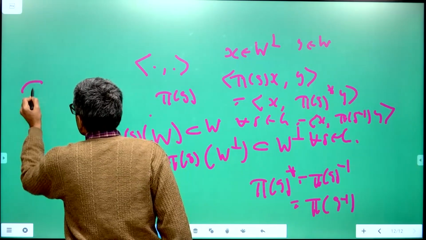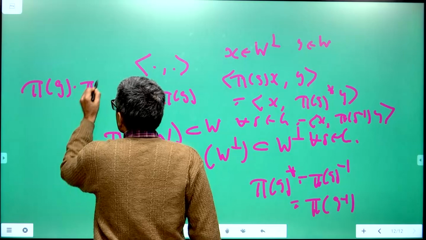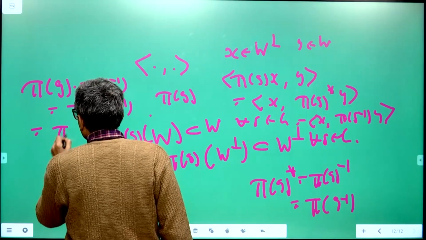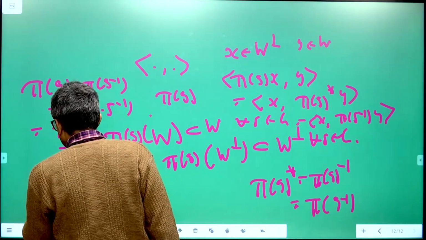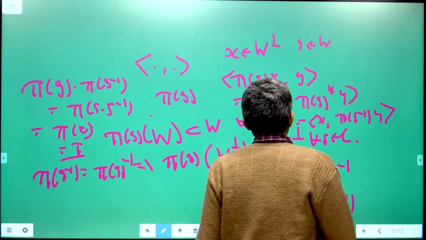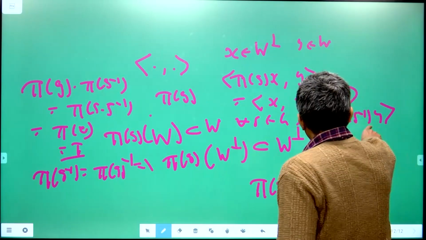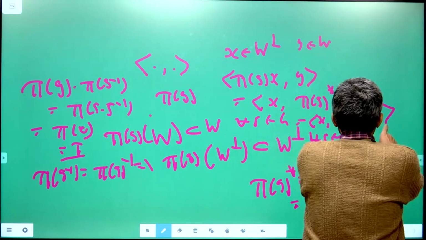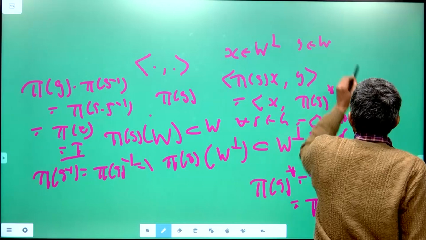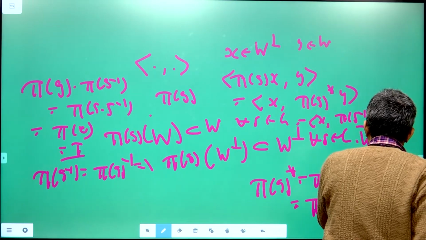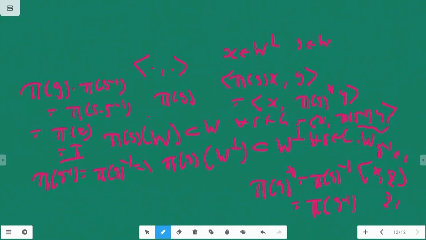You see, if you look at the homomorphism property, what does it imply? It implies that pi g into pi g inverse is pi of E, which is the identity, which is same as saying that pi g inverse is equal to pi g whole inverse, right. But you see that pi g x comma y is x comma pi g inverse y, but y belongs to W. And W is invariant under G, and g inverse also belongs to G. So this quantity is again an element in W. So this is of the form x comma z, where z belongs to W, but you are assuming that x belongs to W perpendicular, so this must be 0.